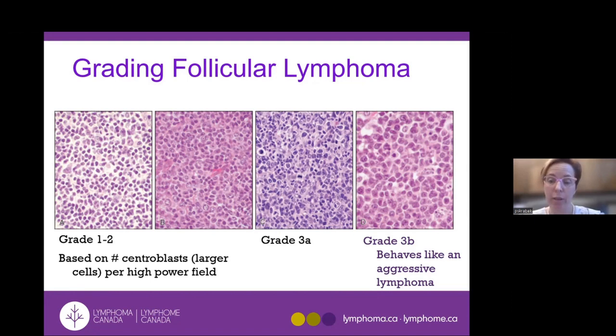Grade 3B follicular lymphoma, though, is a very different diagnosis, really. It's not very common, and it really behaves like an aggressive lymphoma. If you look at the genetics of it, it's very similar to diffuse large B-cell lymphoma. So when I'm talking about follicular lymphoma, I'm really meaning the low grades, which are grade 1 to 2, as well as 3A.